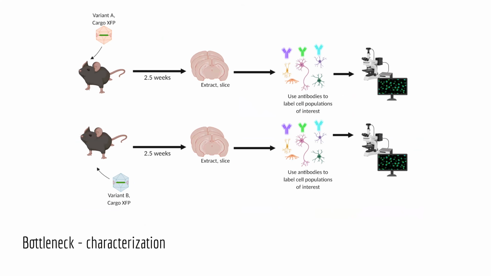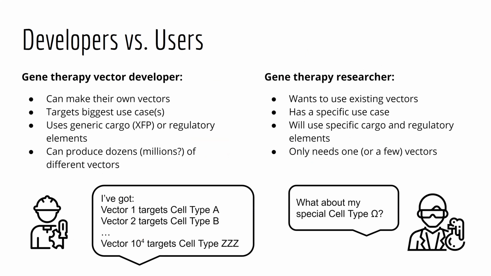But there's a problem. There's a bottleneck here, which is, as a tool developer, when you go publish these papers of a new variant that you've found, you have to pick which variant you want to characterize, and then you also have to pick which particular cell types and tissues that you're interested in. And every new choice is more lab work and more animals.